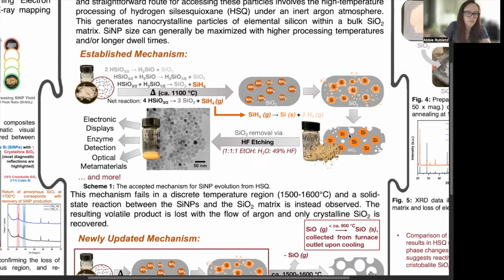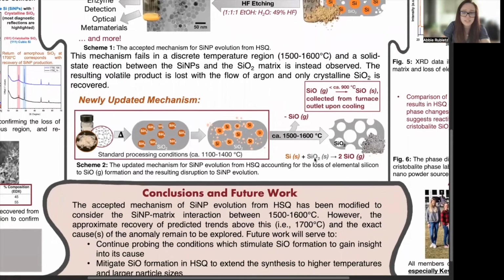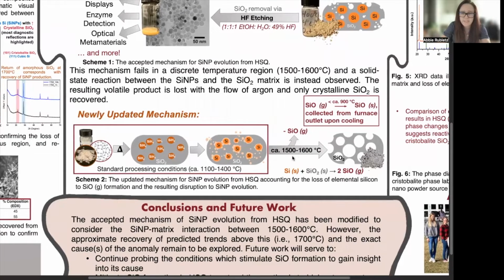Previously, it was assumed that particle growth was continuous and unrestricted, with larger particles attained by processing at higher temperatures and for longer, with these particles able to become liberated from their silica matrix for further applications upon exposure to hydrofluoric acid, or HF, etching. However, this assumption is faulty, and instead there exists a discrete temperature region between approximately 1500 to 1600 degrees, in which the previously inert SiO2 matrix undergoes a solid-solid phase change to form the reactive crystalline, or cristobalite, phase of silica. This crystalline phase and any elemental silicon nanoparticles present within the composite then undergo a direct reaction to consume the SiNPs and leave behind only residual silica.